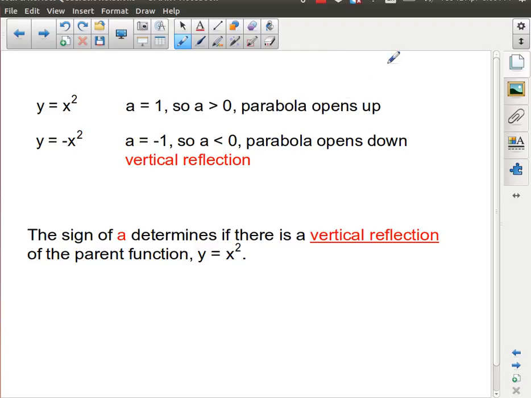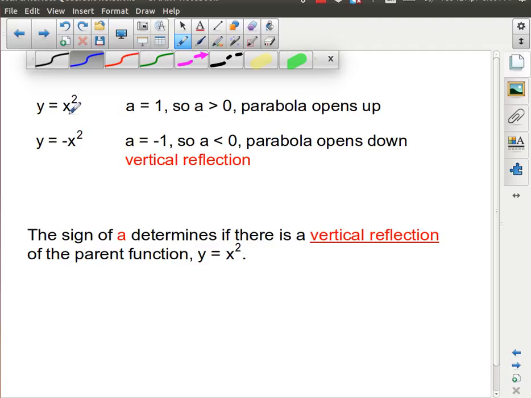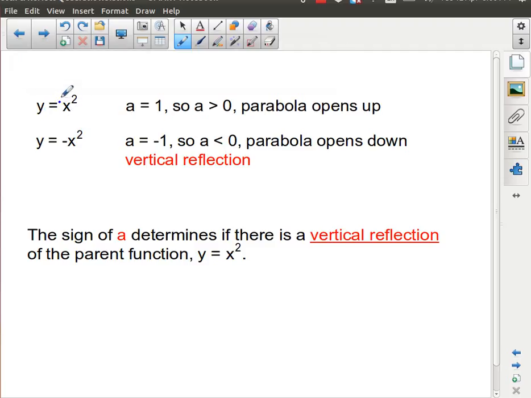Okay, now let's take a look at this idea of reflection. Here is my parent function, y equals x squared. The number in front of that is a 1. We don't normally write it. This is y equals 1x squared. And that value in front of the x squared, we call that the a term.